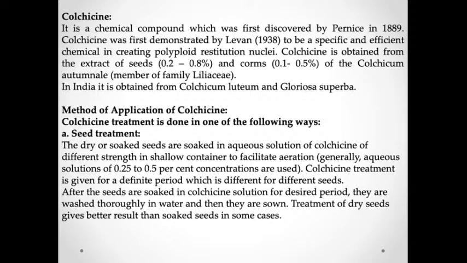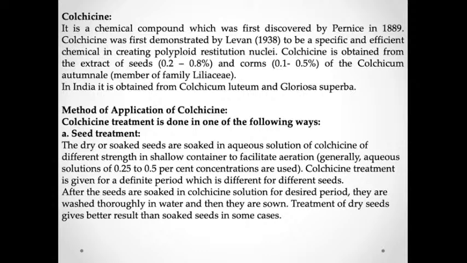So colchicine, what is colchicine? It is a chemical compound which was first discovered by Pelletier in 1889 and demonstrated first by Levan to be a specific and efficient chemical to be used for polyploidy restitution of nuclei. Colchicine is obtained from the extract of seeds and corms of Colchicum autumnale, family Liliaceae. It is also obtained from Colchicum luteum and Gloriosa superba.